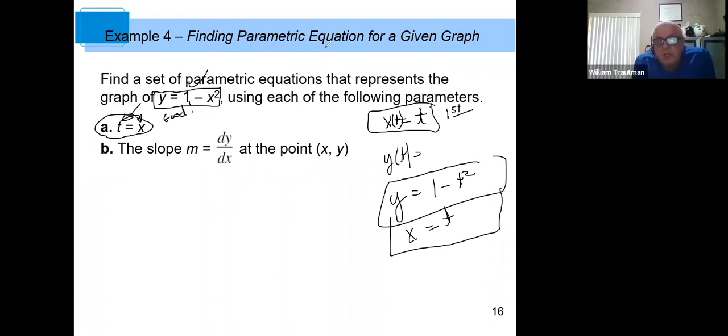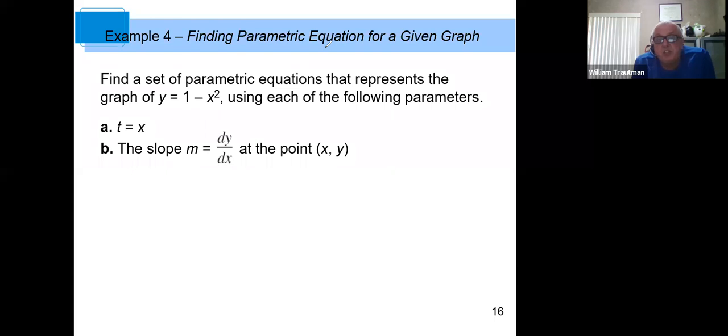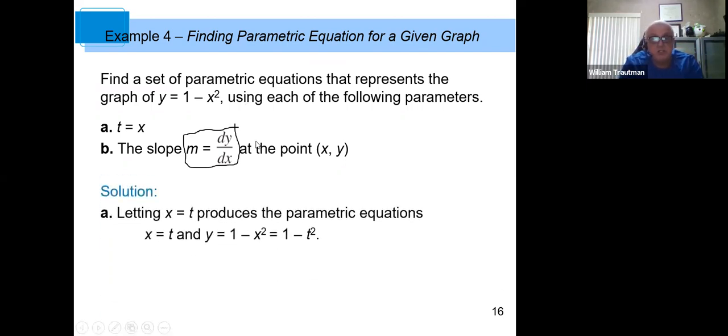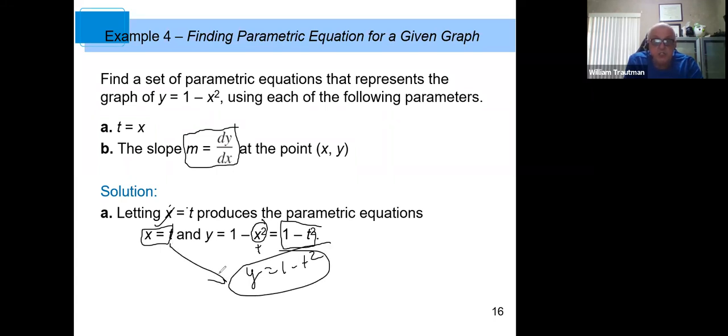All righty. And you don't always have to do parametrics with respect to time. They're going to show you the slope at any given point. Let's see what they talk about here. In A, they just show you once again what we just talked about. x equals t, that's one parametric equation. Then since x equals t, just change the x to a t in this equation and you end up with y equals 1 minus t squared. That's the second equation. There are our two parametric equations.